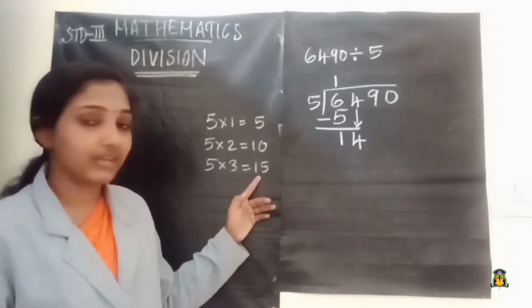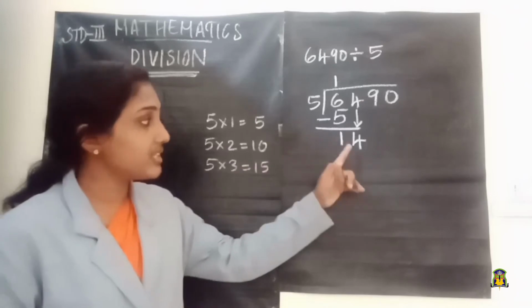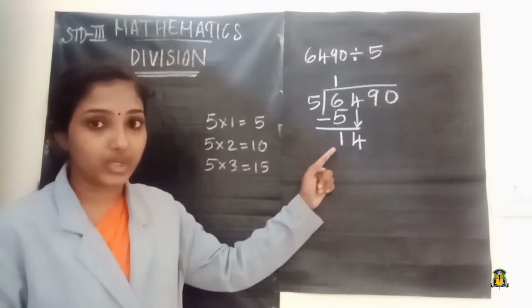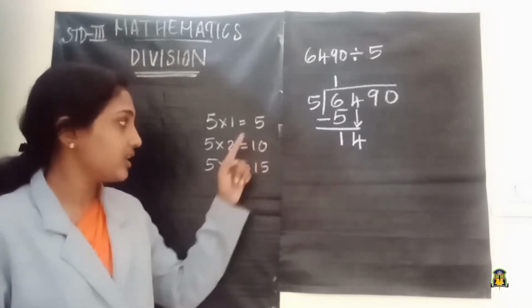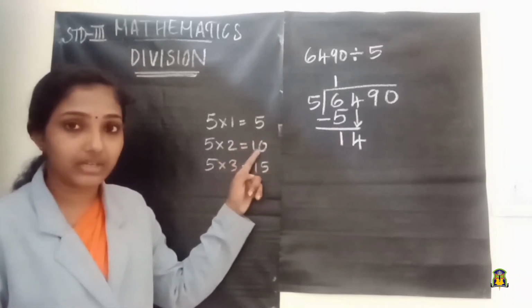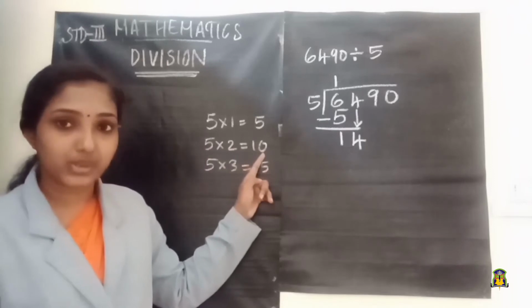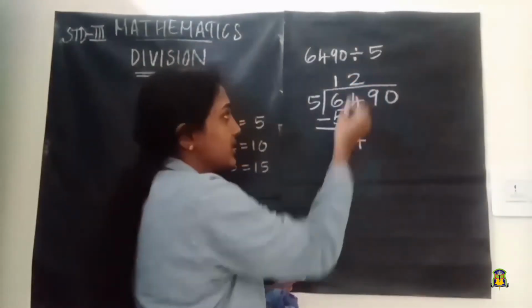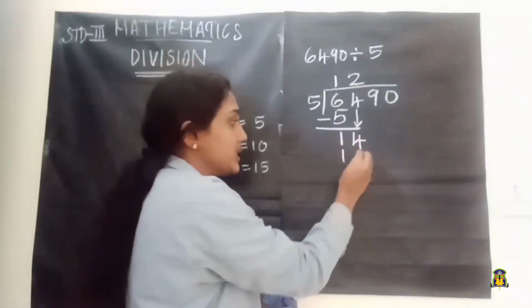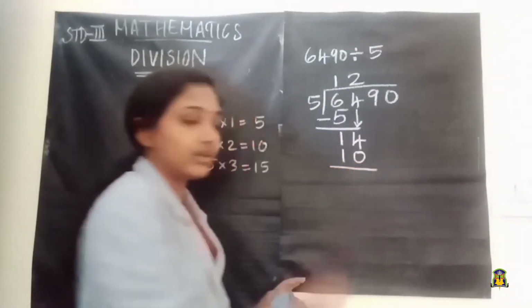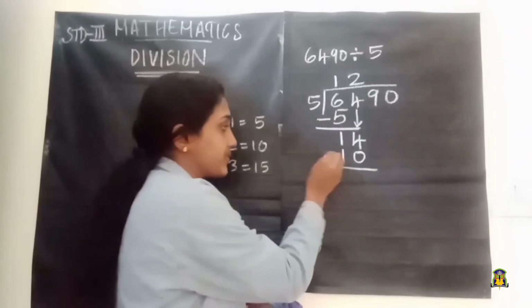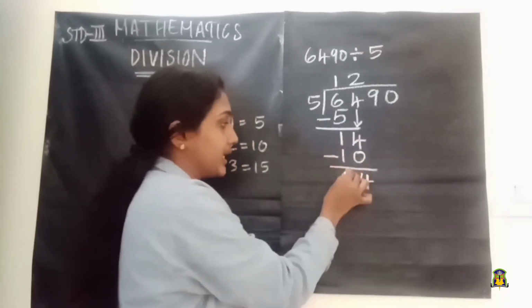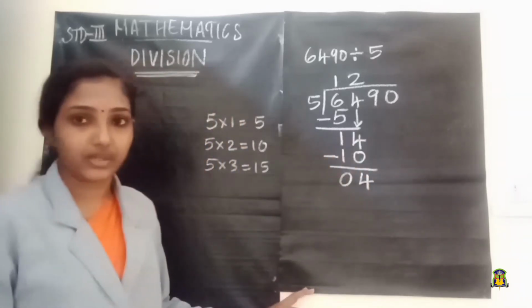But which number do we have to take? A number which is less than 14. But it should also be nearest to 14. Okay, very nearest to 14. So it is 10 here, right? 5 into 2 is equal to 10. So we will write 2 in the quotient place. And 5 into 2 is 10 here. Okay. So now we are subtracting it. 4 minus 0, it is 4. 1 minus 1, it is 0.